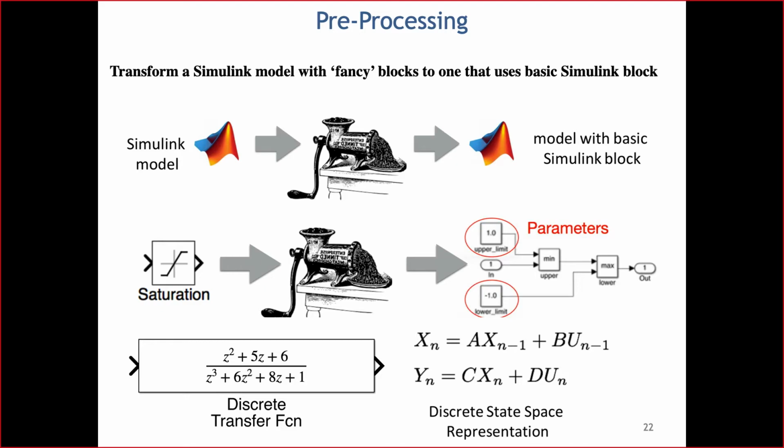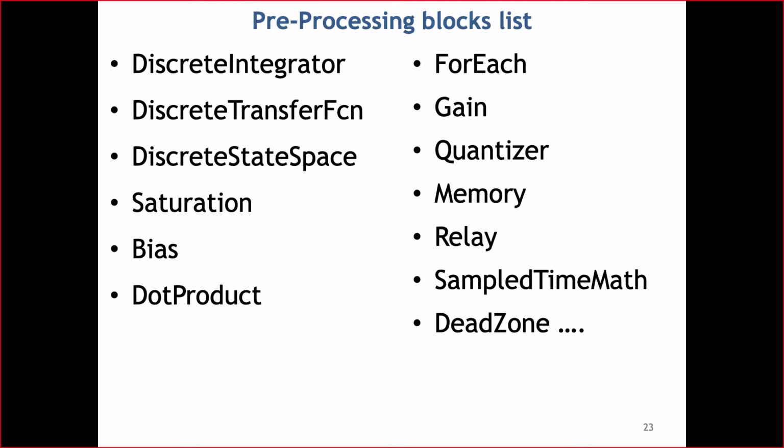So the pre-processing, I explained before. It takes, for example, the saturation block, and substitutes it by a subset of blocks that do the same thing. For example, we can use the min and max blocks with the upper limit and lower limit, and saturate the inputs within the range of the upper bound and the lower bound. For the discrete transfer function, we can use the mathematical representation of the discrete transfer function and develop a similar subsystem that does the same thing, but using just multiplication of matrices and sums. This reduces the number of blocks that we need to translate to Lustre. Here I give some blocks that we pre-process.